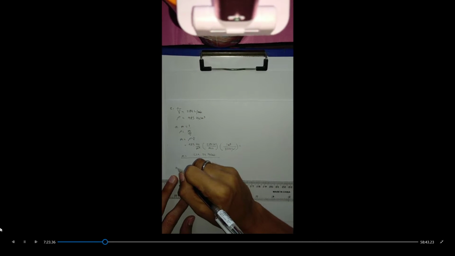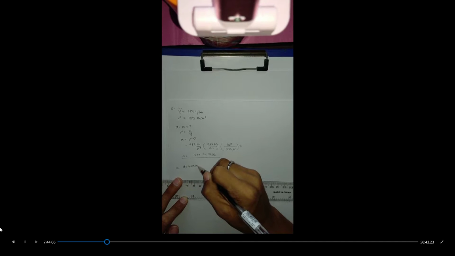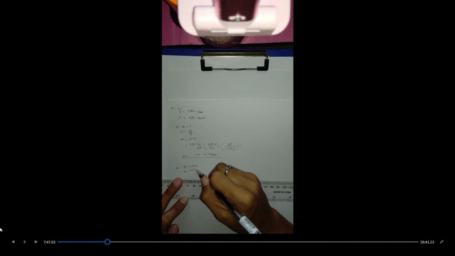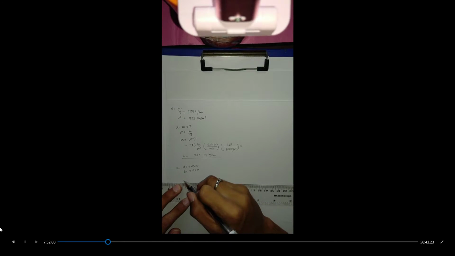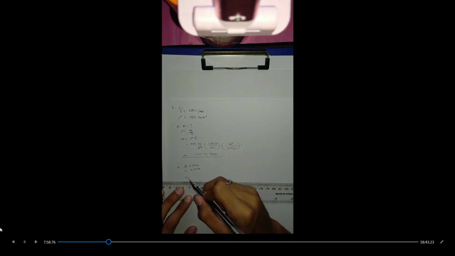Let's move on to letter B. The question is the total time required to fill a vertical tank with a diameter of 3.05 meters and a height of 3.05 meters. Since it is a cylindrical tank, the formula for the volume of a cylinder is pi times radius squared times the height.